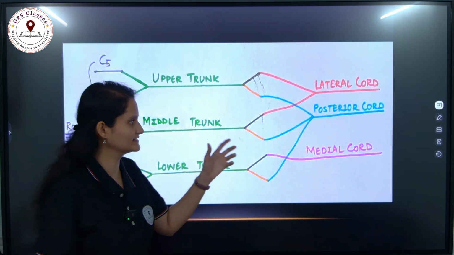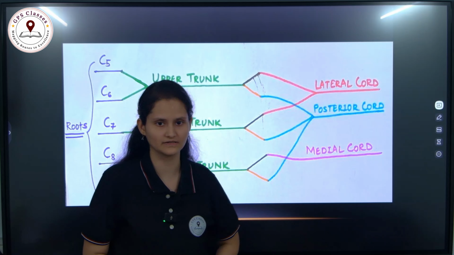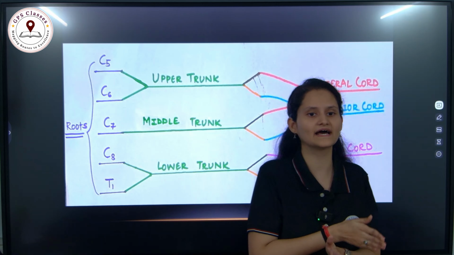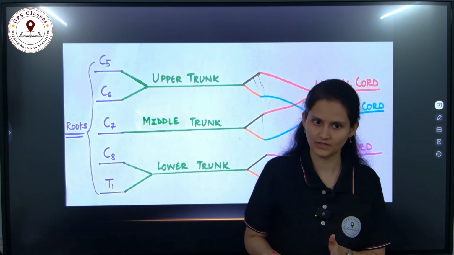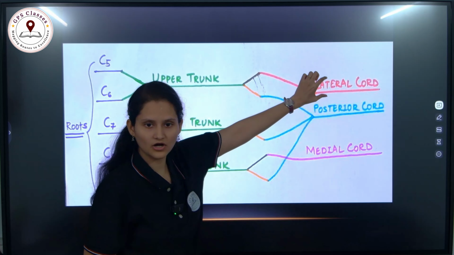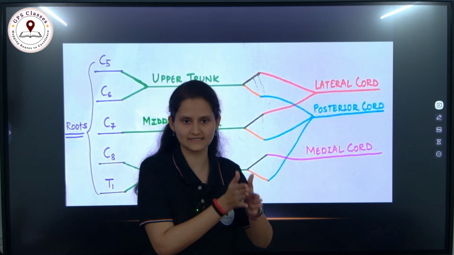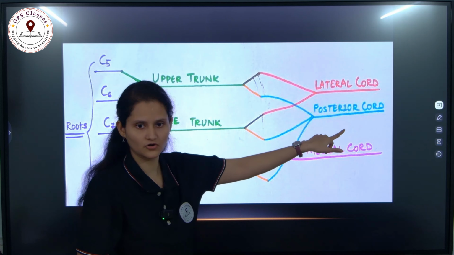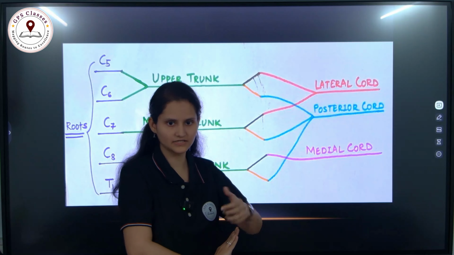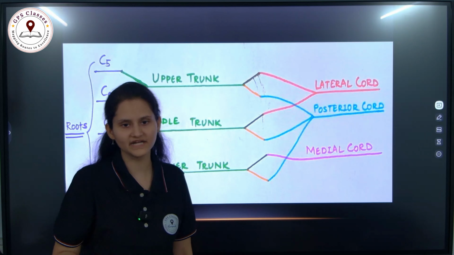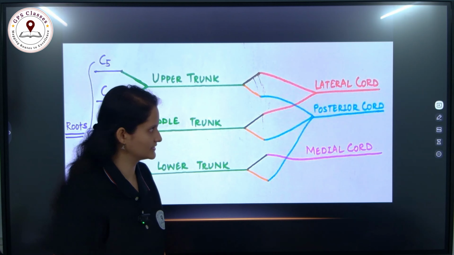Now, how do they get their names: lateral, posterior, medial? It depends on the position in which they surround the axillary artery. The lateral cord lies lateral to the axillary artery, the posterior cord lies posterior to the axillary artery, and the medial cord lies medial to the axillary artery.